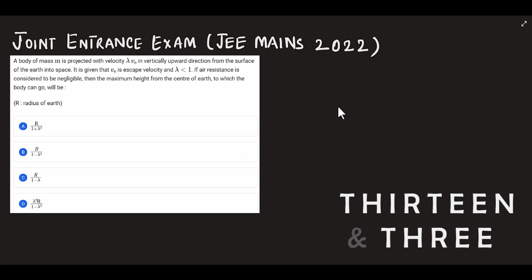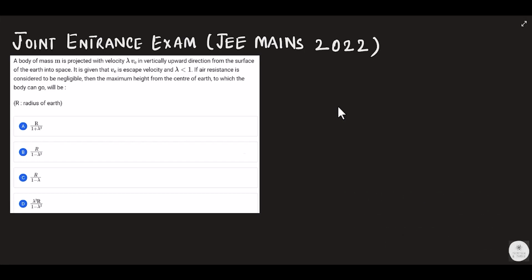Here we got a question from JEE Mains 2022 and the topic is gravitation. So let us see what this question is. A body of mass small m is projected with a velocity lambda times Ve in vertical upward direction from the surface of the earth into the space. And it is given that Ve is escape velocity and lambda is less than 1. So let us see what they are saying.